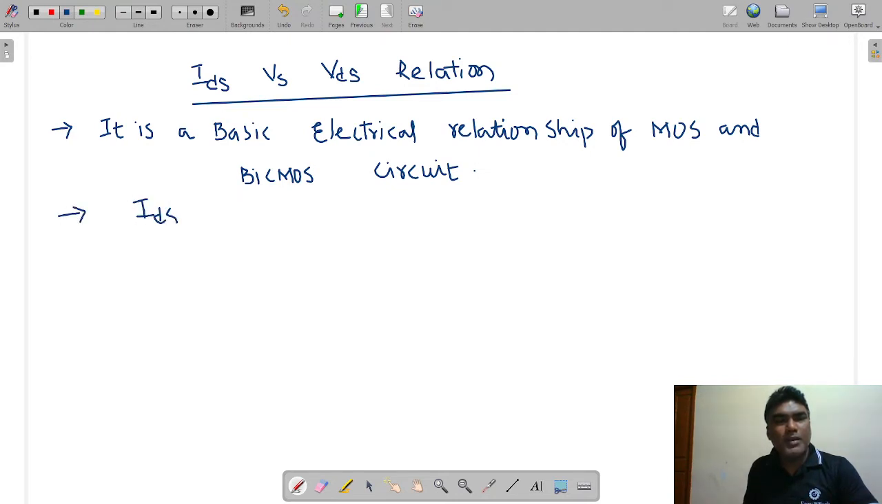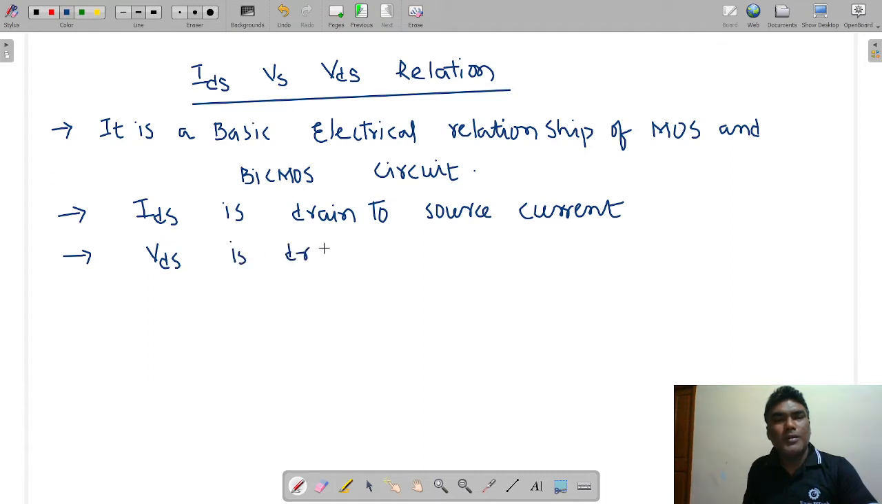IDS is the drain to source current. VDS is the drain to source voltage.